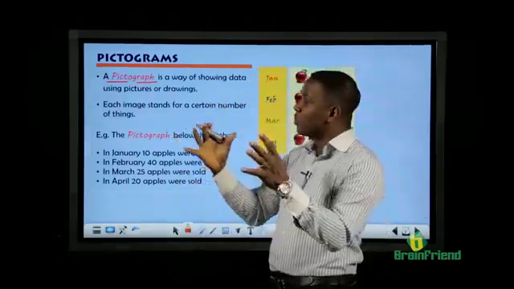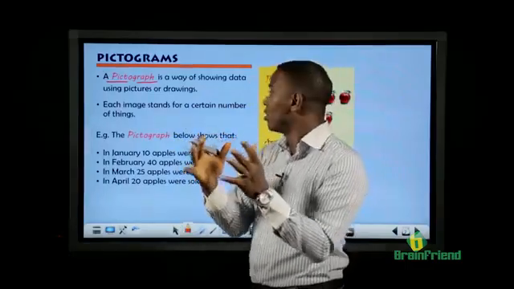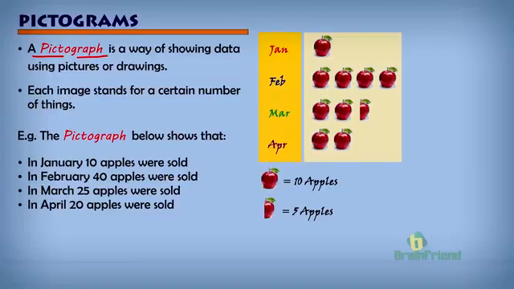All right, so when we join the 2, we call it pictograph. A pictograph is a way of showing data using pictures or drawings. So we use pictures or drawings. Each image in a pictograph stands for a certain number of things. Okay? Now let's take a typical look at a pictograph here.